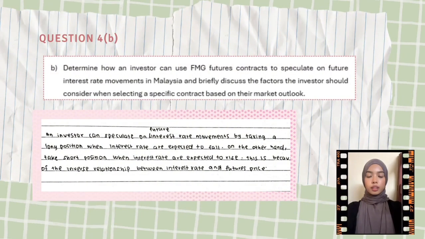Thank you. Investors can speculate the future interest rate movement by taking a long position when interest rates are expected to fall, and on the other hand, take short position when interest rates are expected to rise. This is because of the inverse relationship between interest rate and futures price.